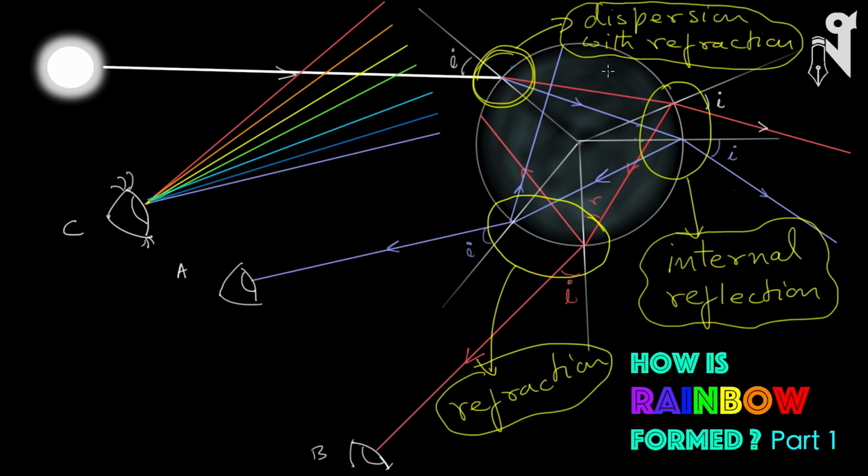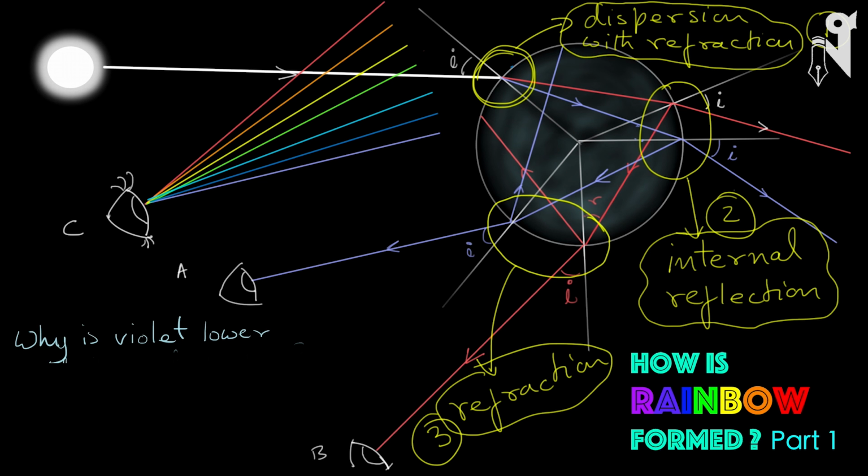So you have dispersion with refraction, number one. Then comes internal reflection, number two. Then comes refraction again, number three. And the light rays are going into the human eyes, various eyes, not the same eye, right?